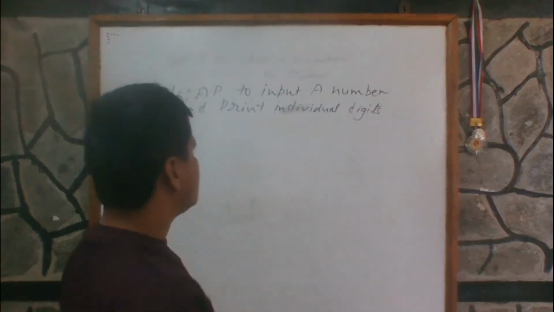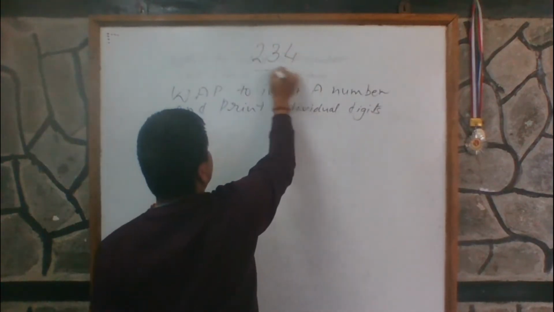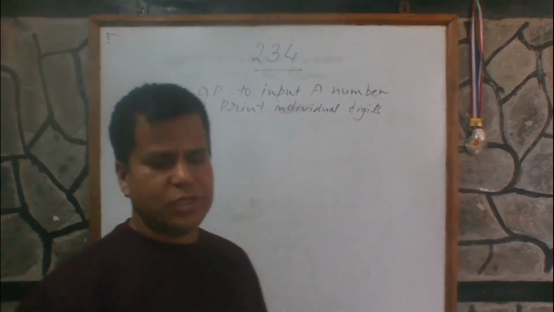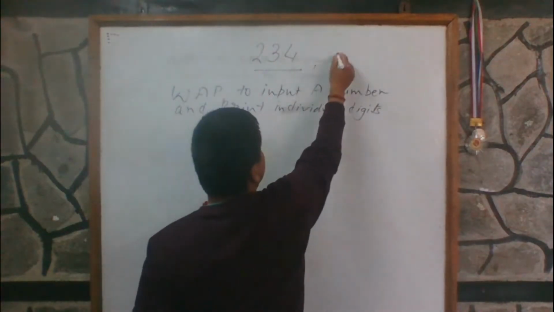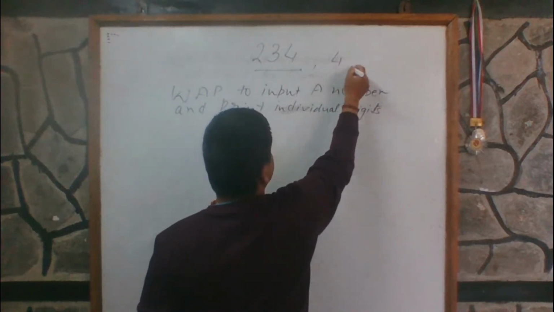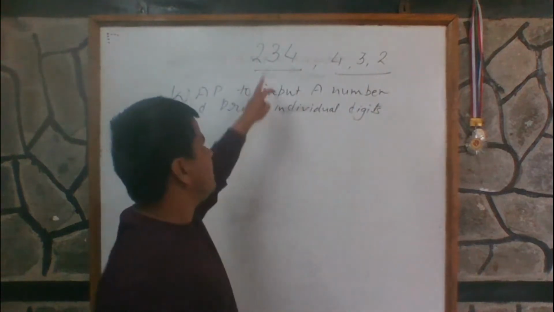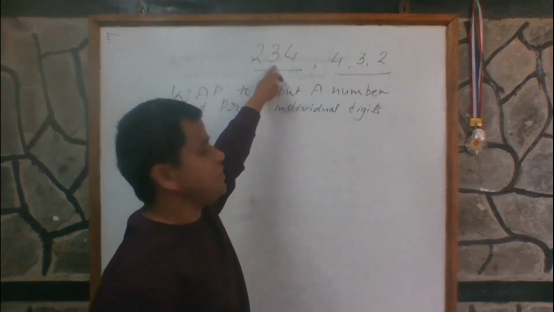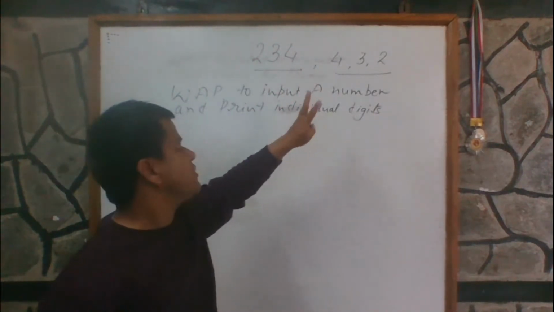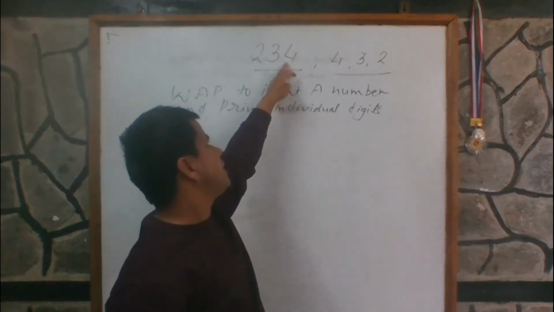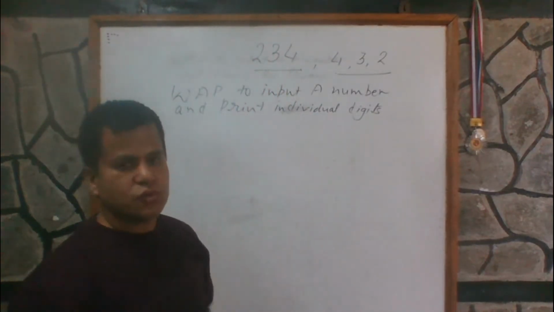Suppose your input number is 234. Then you have to print the individual digits, like 4, 3 and 2. You can see that in the number 234, there are 3 digits used. One digit is 4, the second digit is 3 and the first digit is 2.